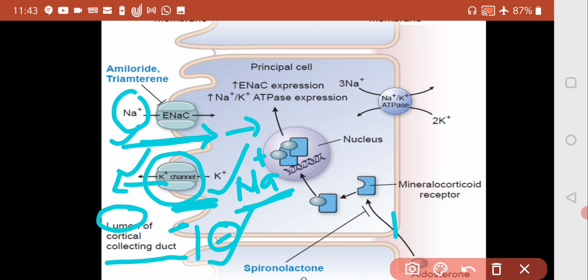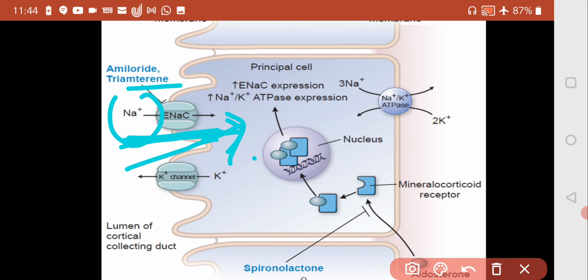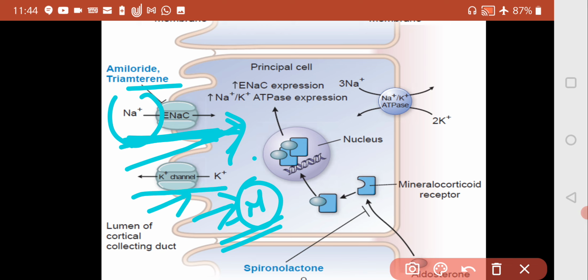So if we inhibit this epithelial sodium channel, which is present in the principal cell of the collecting duct, no more sodium goes inside the cell. So there is no generation of the negative transepithelial potential difference. Okay, so it does not open the potassium channel, so there is no more secretion.